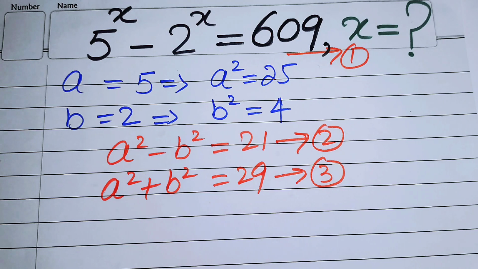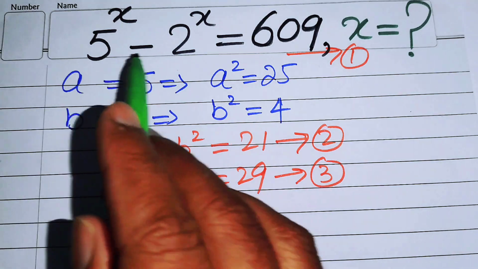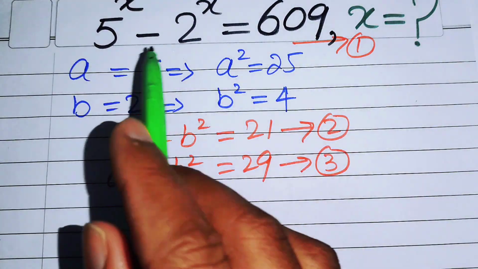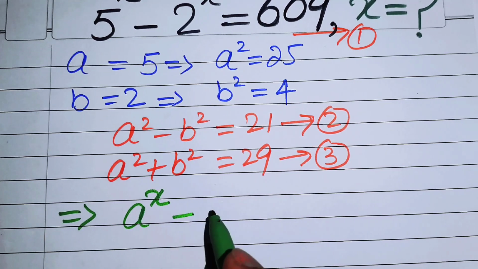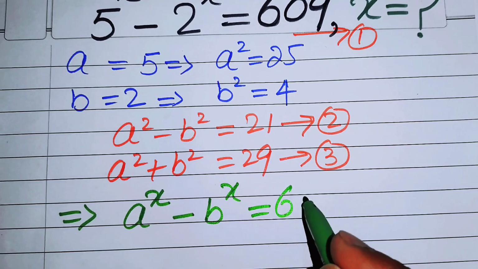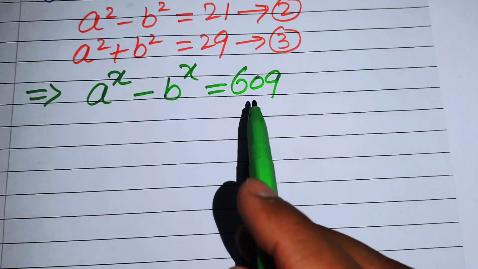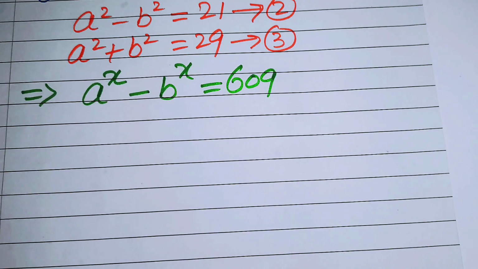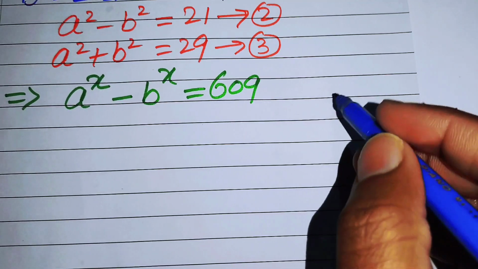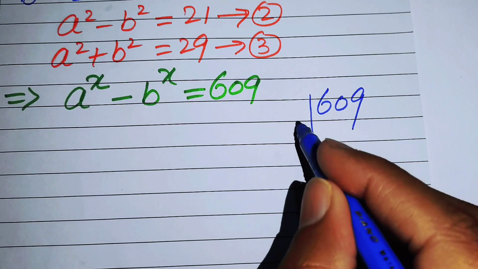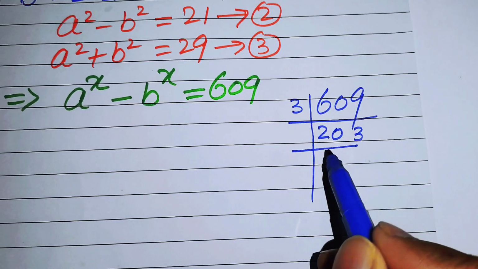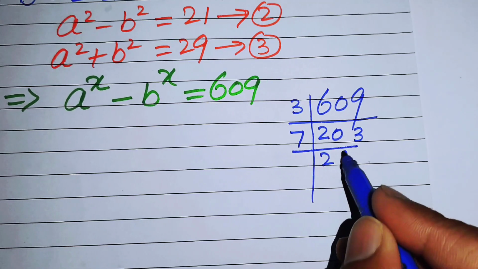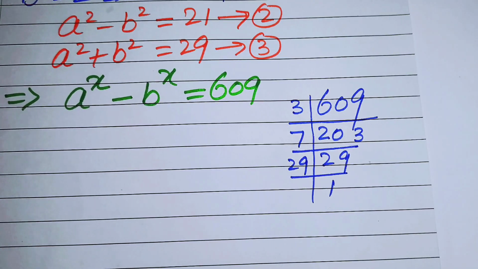So now we substitute the values of a and b in the given question, and we get a to the power of x minus b to the power of x equals 609. Now focus on the right hand side, which is 609, and we find the prime factors of 609. First we divide it by 3, and you get 203, then we divide it by 7, and you obtain 29, and now we divide it by 29, and you get 1.